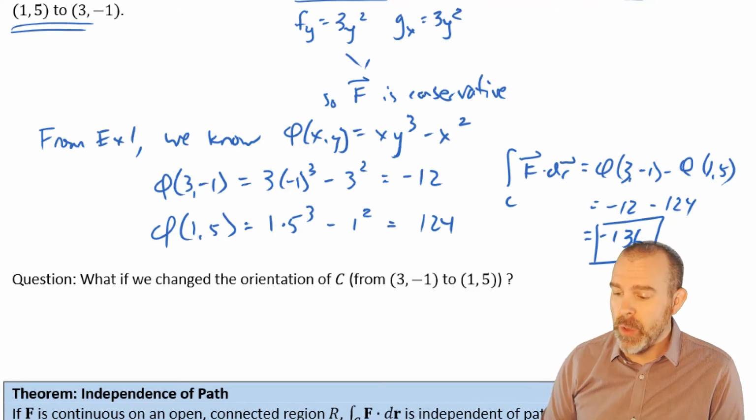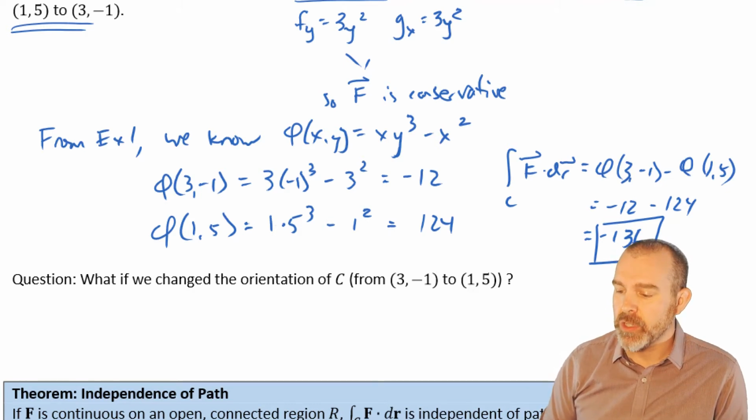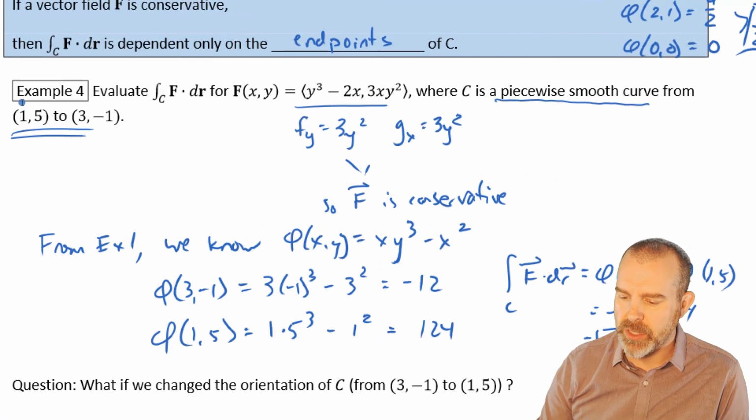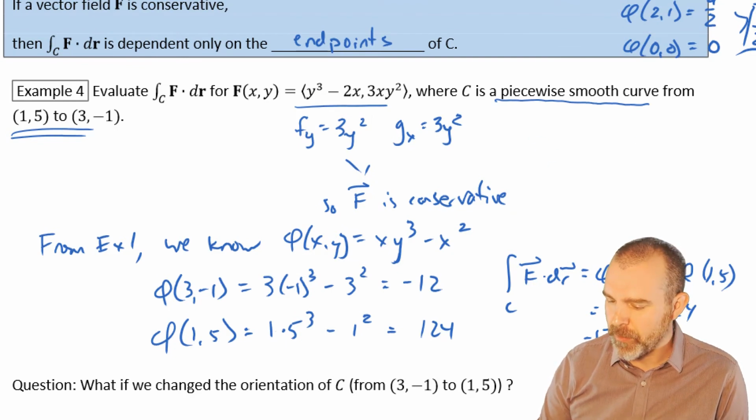All we needed to know was that the field was conservative. We have a piecewise smooth curve from (1, 5) to (3, -1). So all we needed to do was substitute in those points into our potential function.